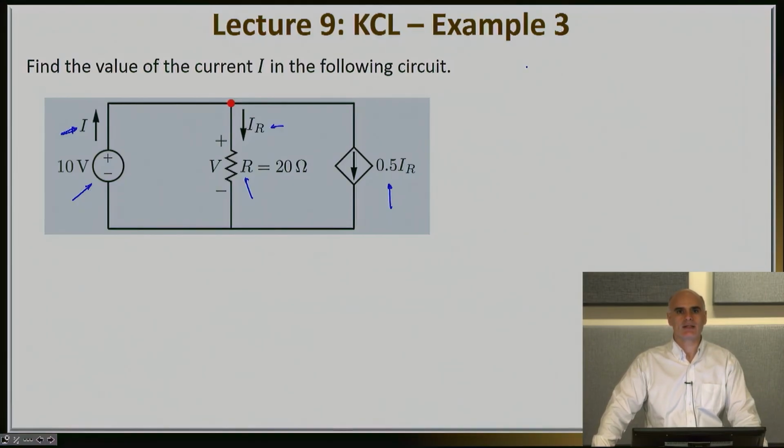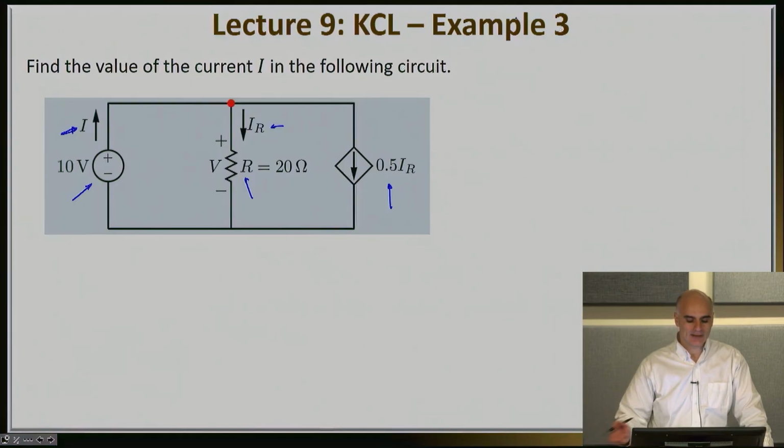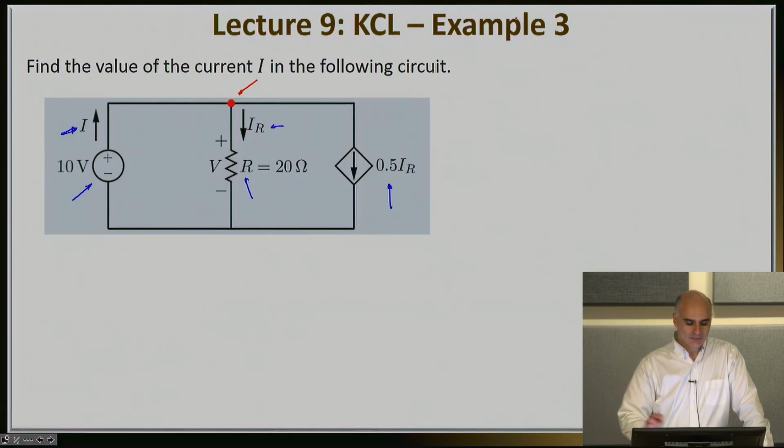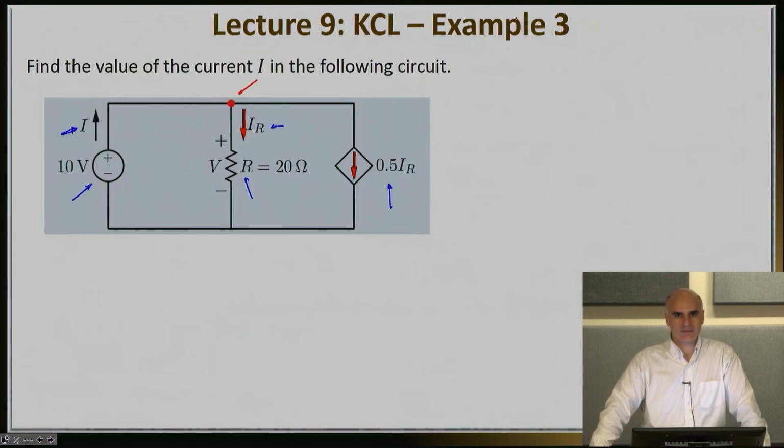Another plan could be that this current may be flowing into a node or out of a node, and I could apply KCL on that node, and if I knew every other current, perhaps I could find the current I. Indeed, this is the scenario here. This current I flows into this red node, which is an essential node. I have 3 branches coming out of that node. Let's see, can we find the other currents? Well, there is this outward current IR, and then there is this current 0.5 IR that also flows downwards. Both of these currents are flowing outside of this node.